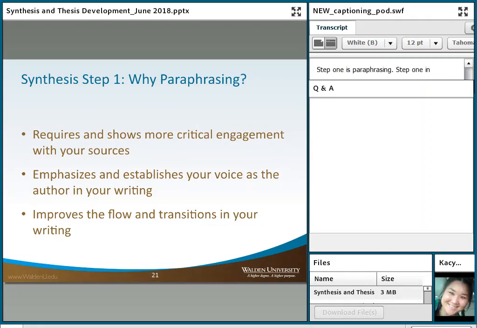Because a cake is different than eggs. It's different than oil and water. It's its own new thing. And that's what you're doing with synthesis. You're putting together these different ingredients and you're creating something new that is made up of all of these different ingredients, but that is completely different than any single one of them.